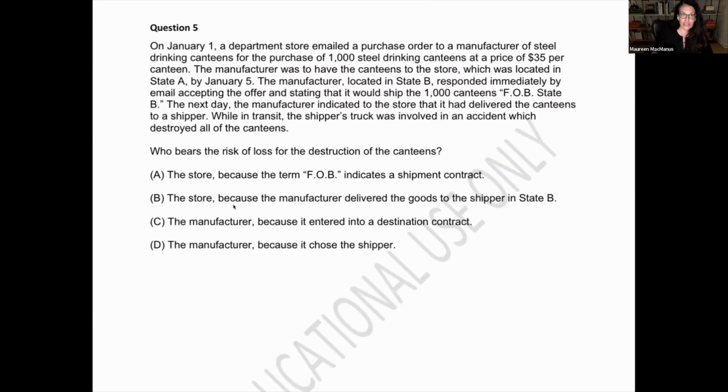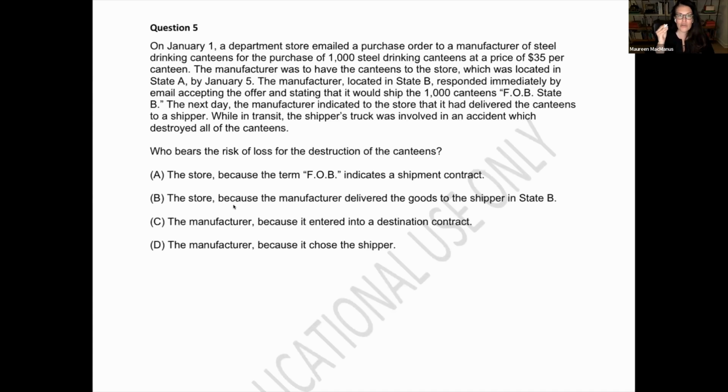All right, Q5. Who bears the risk of loss for the destruction of the canteen? As long as you know what the rule is for FOB, State B, and you know the terms here, you're going to be okay. Risk of loss rules are kind of detailed, but you just really have to know. And typically the buyer has the risk of loss once it gets to the shipper.